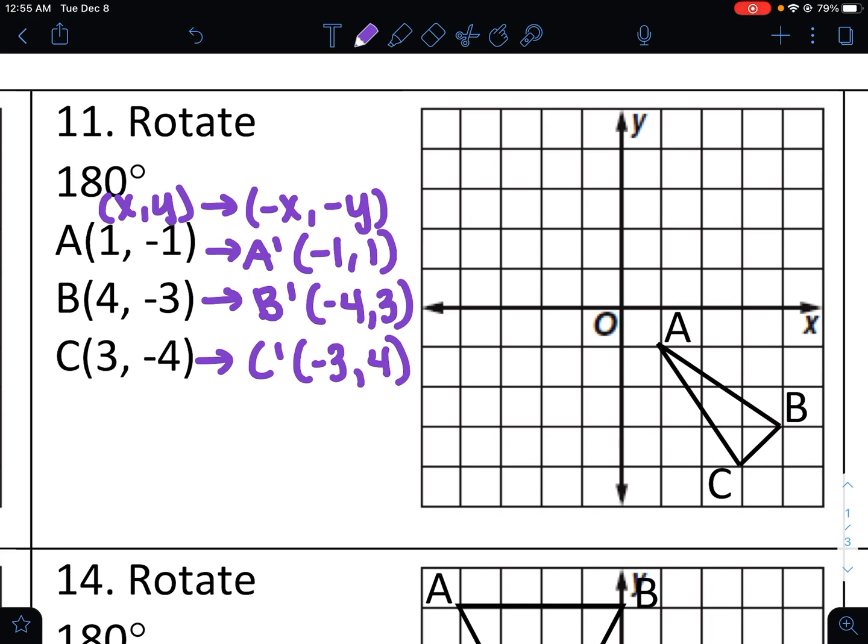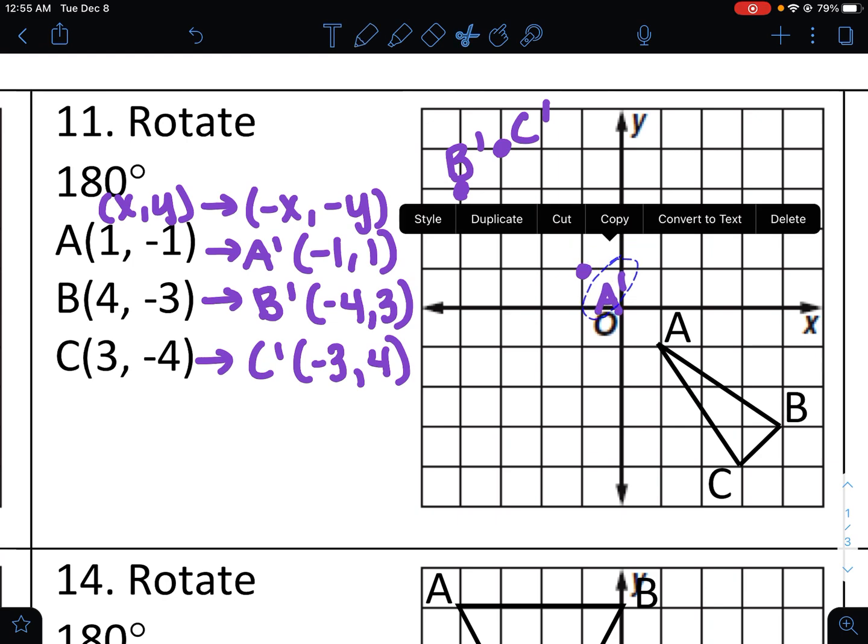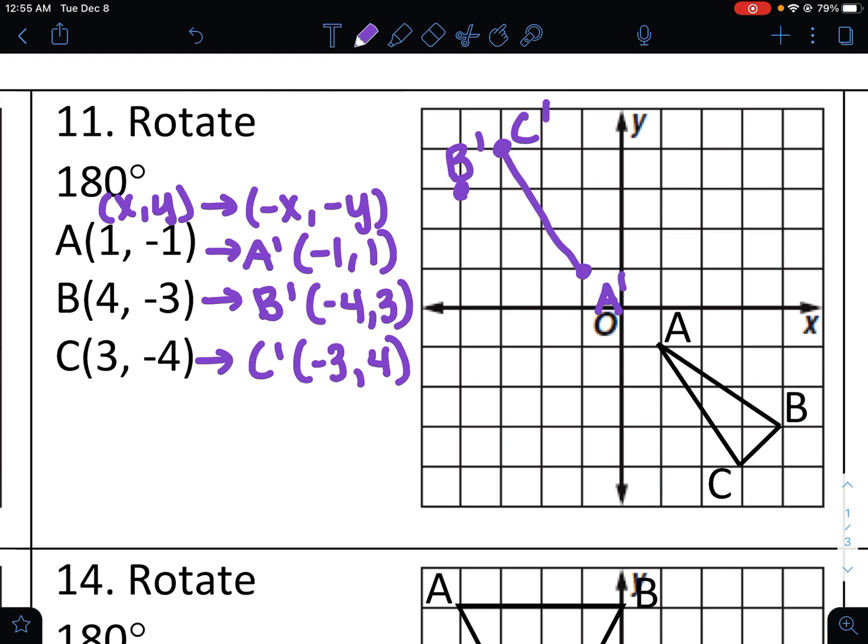All right, let's go ahead and graph -1, 1, which is A prime, -4, 3, which is B prime, and -3, 4, which is C prime. Let me get this out of the way and graph.